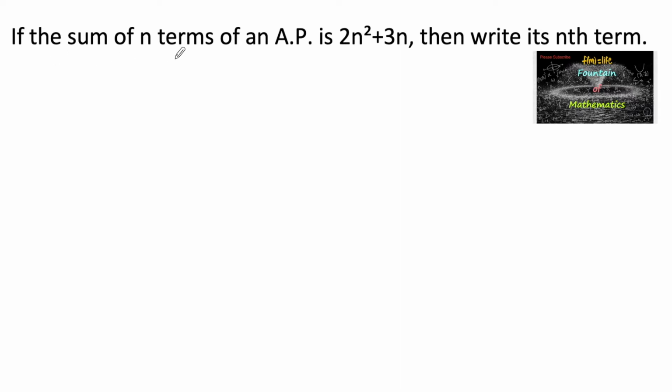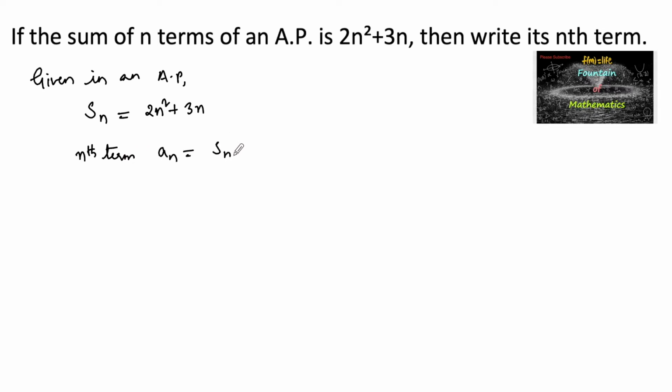If the sum of n terms of an AP (arithmetic progression) is 2n square plus 3n, then write its nth term. Given in an AP, the sum of the first n terms Sn is equal to 2n square plus 3n, and we know that the nth term an can be obtained by using the sum as Sn minus Sn minus 1. So we can find the nth term an is equal to Sn, which is 2n square plus 3n, minus Sn minus 1.